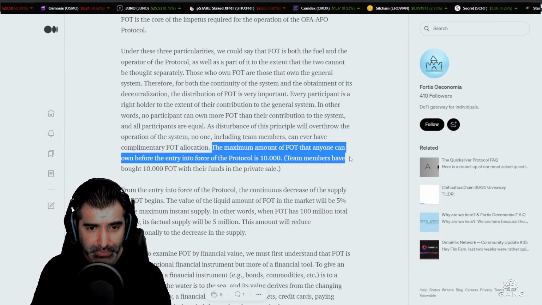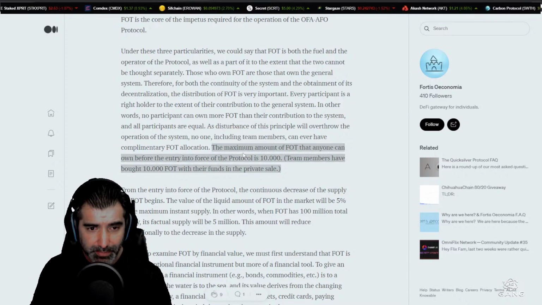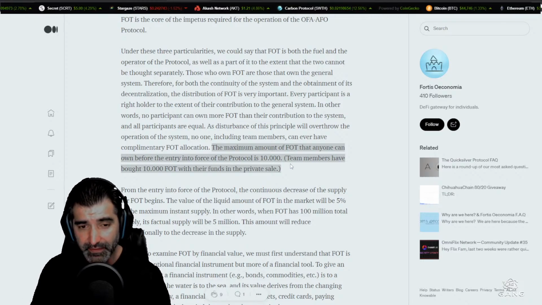This is it right here, guys. The maximum amount of FOT that anyone can own before the entry into force of the protocol is 10 FOT.